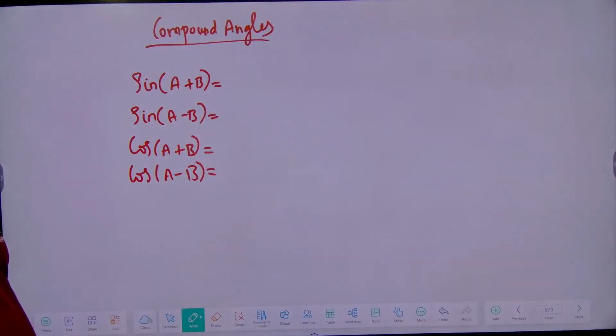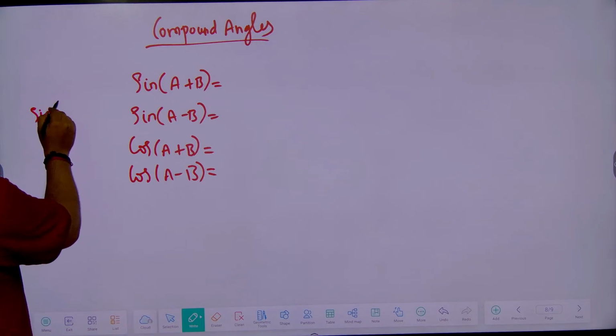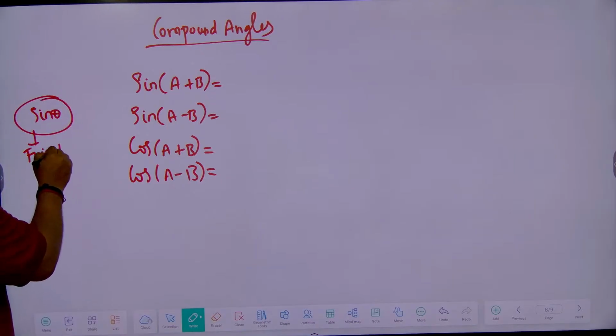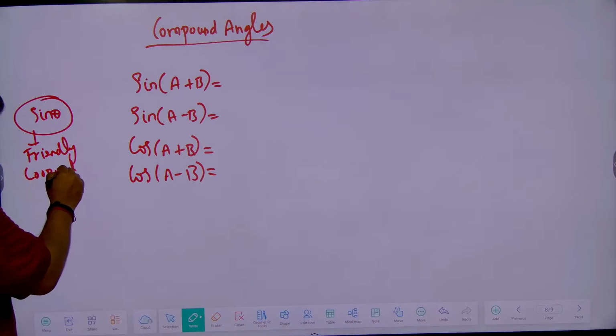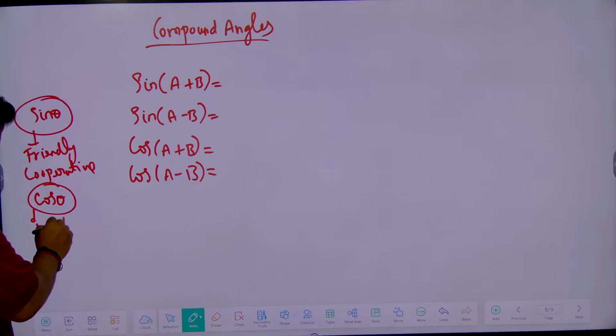So let us understand. Suppose we consider sine as some person. Suppose sine theta is a person. Let us see the characteristics of this person. This person is friendly and cooperative. If I take cos theta as a person, I told you he is a bit different. So cos theta is not friendly, is harsh and not cooperative, or I can say rude.